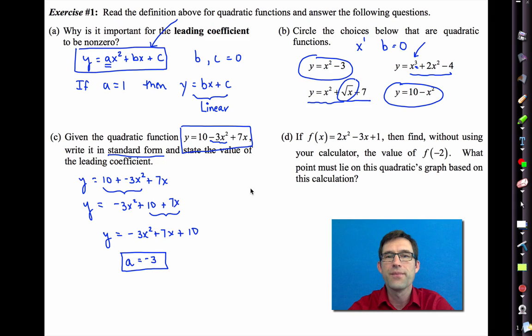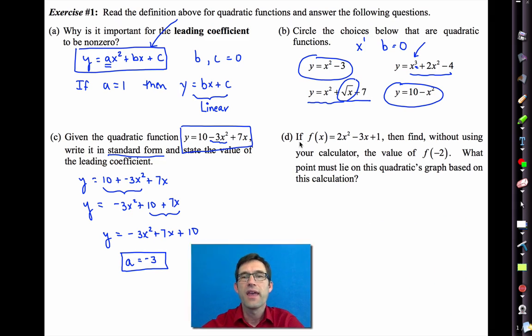Okay, letter D, little function notation. If f of x is equal to 2x squared minus 3x plus 1, then find, without using your calculator, the value of f of -2. What point must lie on this quadratic's graph based on this calculation? Why don't you take a shot at this, pause the video quickly, and see if you can work out this function notation problem.